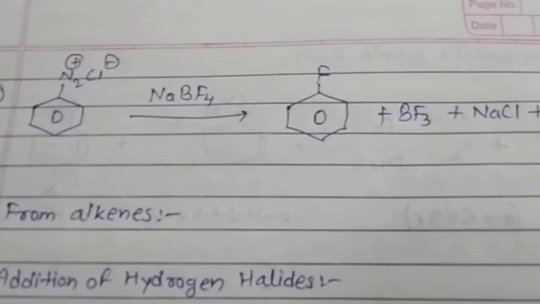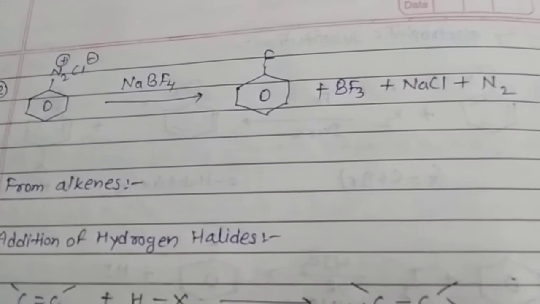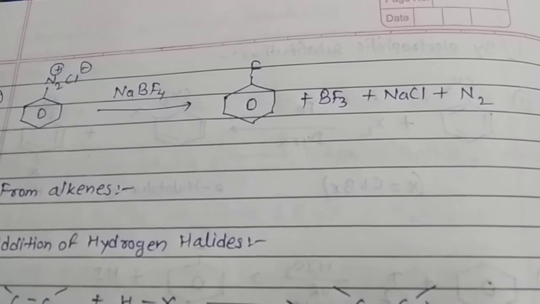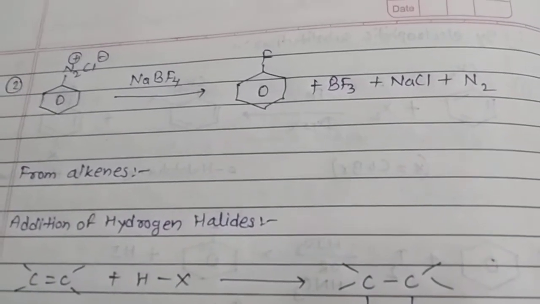And then next, for fluorobenzene, again the diazonium salt is treated with NaBF4. So the good leaving group is easily replaced by fluorine. BF3, NaCl and N2 gas are the byproducts of this reaction.